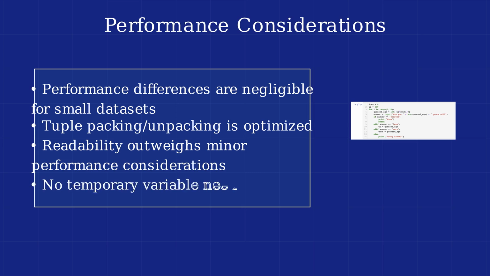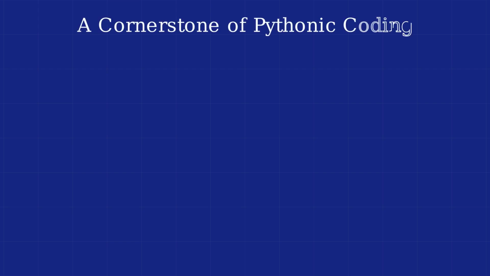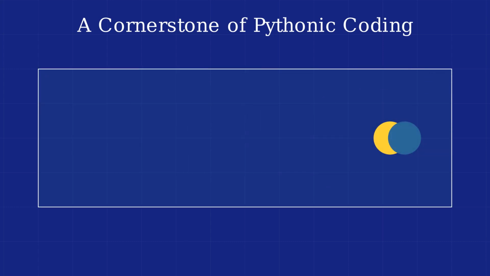Additionally, this method eliminates the need for a temporary variable, potentially saving memory in some cases. In real-world applications, the elegant syntax and clear intent of the one-liner swap usually make it the best choice regardless of performance concerns. The a, b = b, a one-liner is more than just a convenient technique, it's a cornerstone of Pythonic coding.